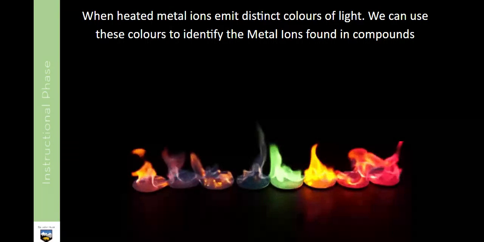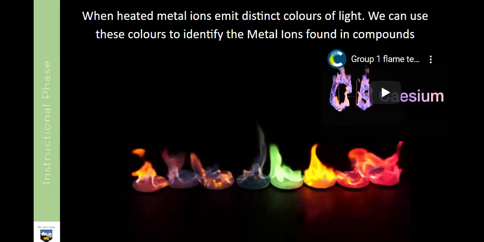So when heated, metal ions emit distinct colours of light. They give out distinct colours of light. And we can see this in the explosion of fireworks. The reason we get those nice colours is from metal ions inside of the chemicals. We can use these colours to identify which metal ions are found in compounds.